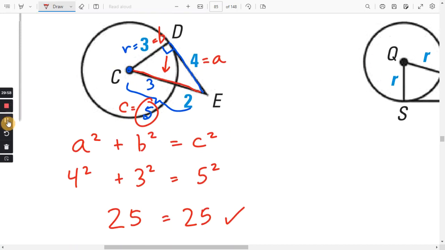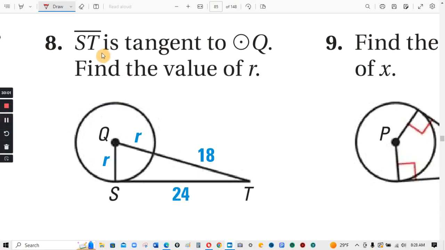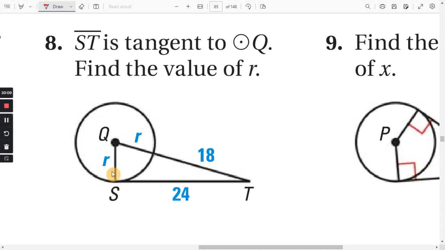All right, number 8, it's given that ST is tangent to circle Q. Find the value of r. Again, I'll give you a hint. If this is the tangent and this is the radius, the right angle is going to be right here. And we said this side length is going to be r plus 18. So see if you can solve for r.